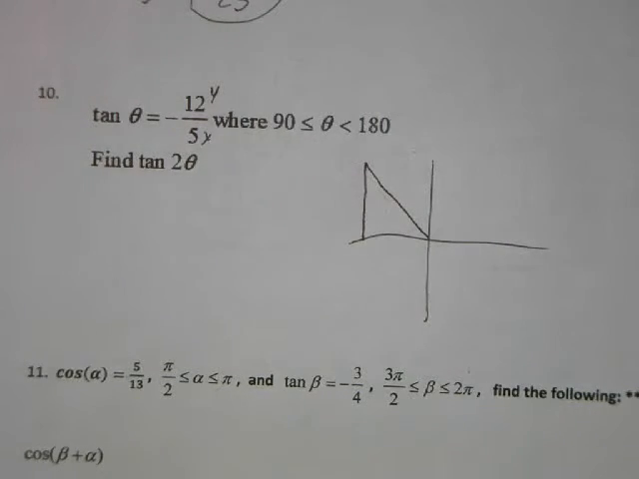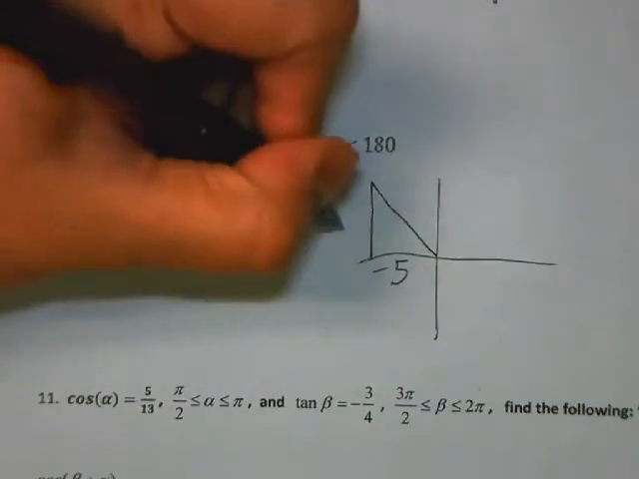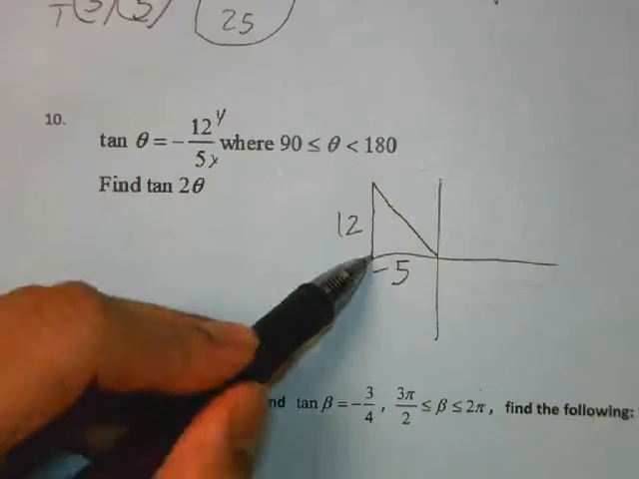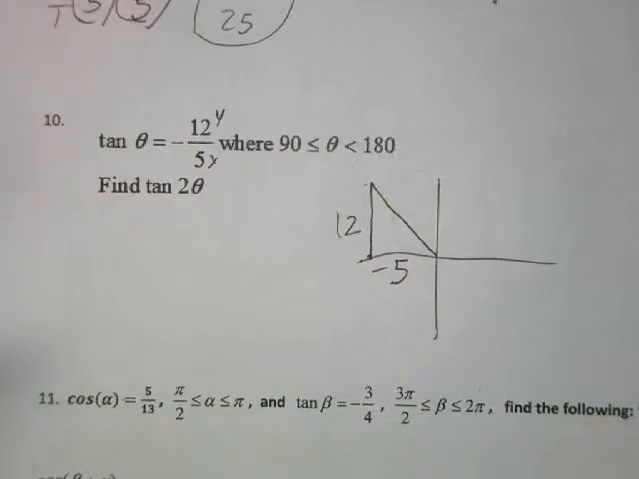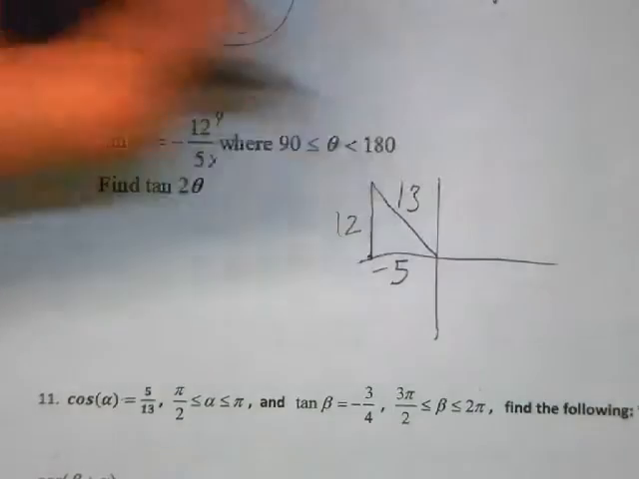So let's go ahead and fill in this triangle. We know this is negative 5 and 12. Again, this is negative going to the left, 12 is positive going upwards. Now, if I use Pythagorean theorem again, this is 13.